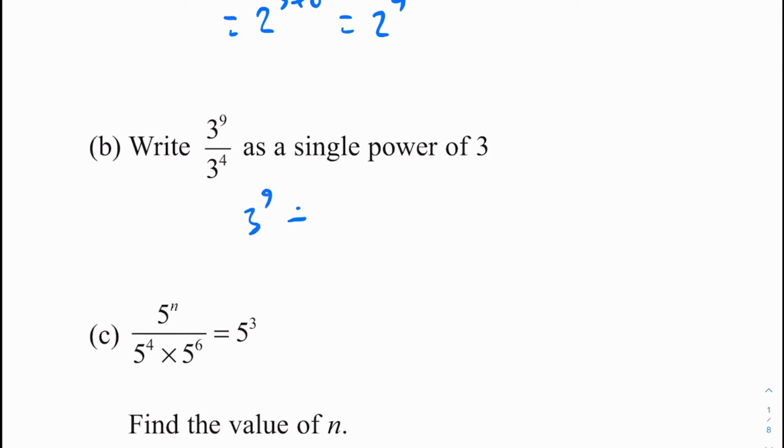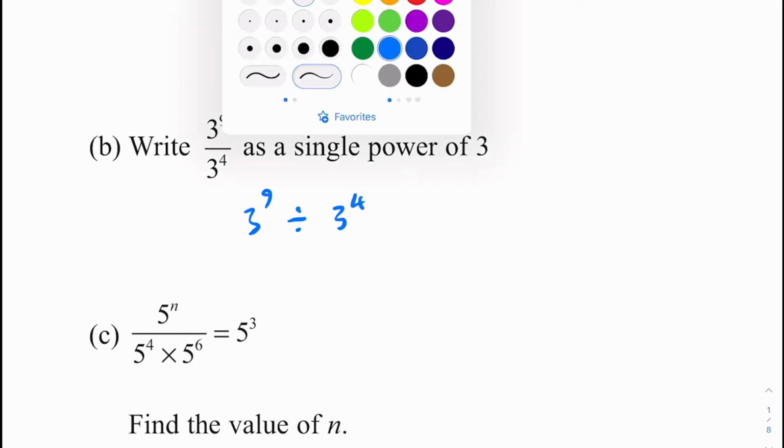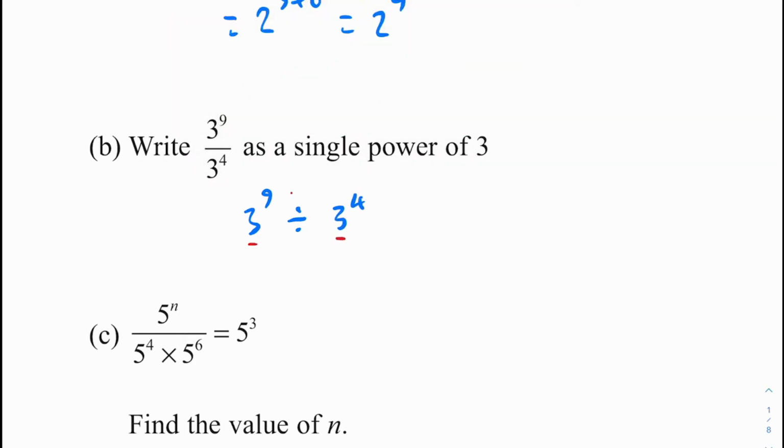So 3 to the power of 9 divided by 3 to the power of 4. So again, the bases are the same, being divided, so we subtract the powers. So this is equal to 3 to the power of 9 take away 4, which is equal to 3 to the power of 5.